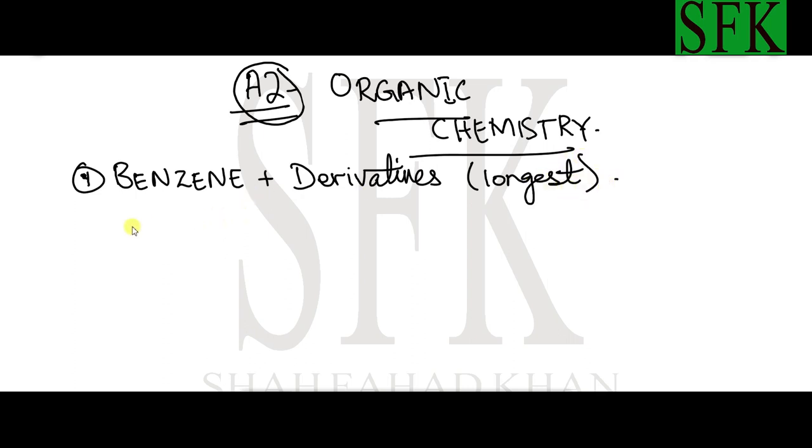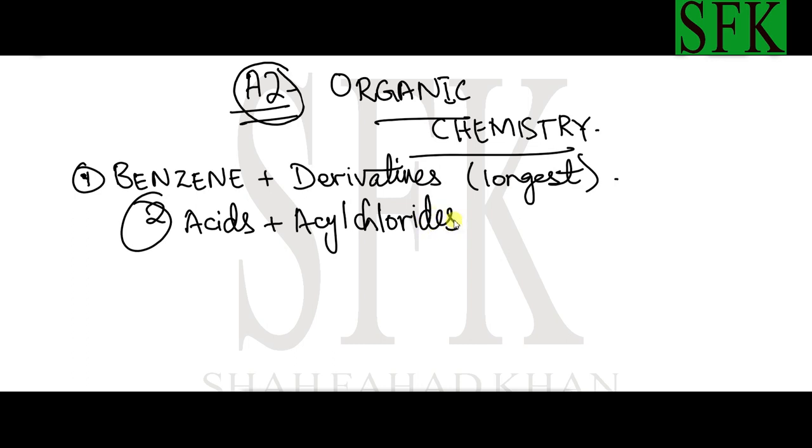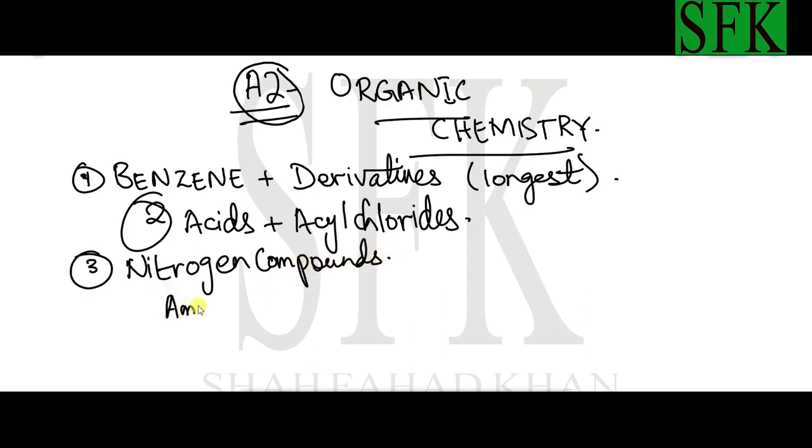Then followed by acids and acyl chlorides, acids and their derivatives. Basically, acyl chlorides are the derivatives of acids. This is the next topic. Then the third one is the nitrogen containing functional groups, the nitrogen compounds. These include amines, amides, amino acids.